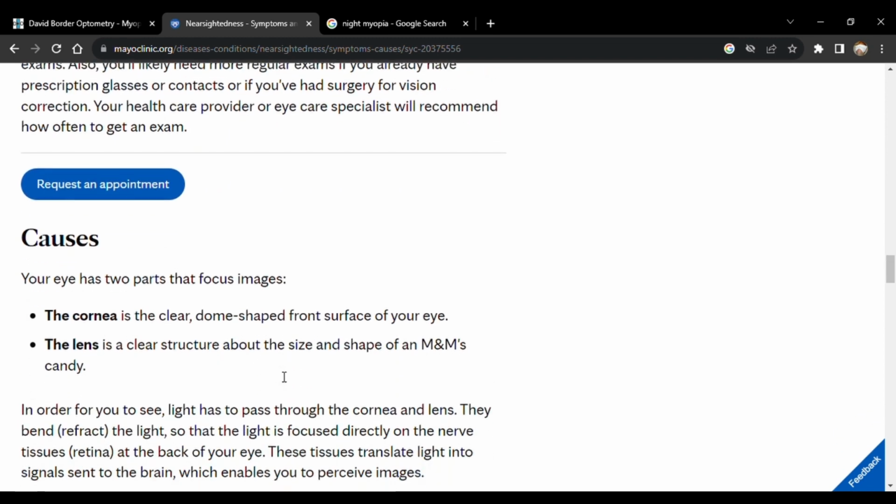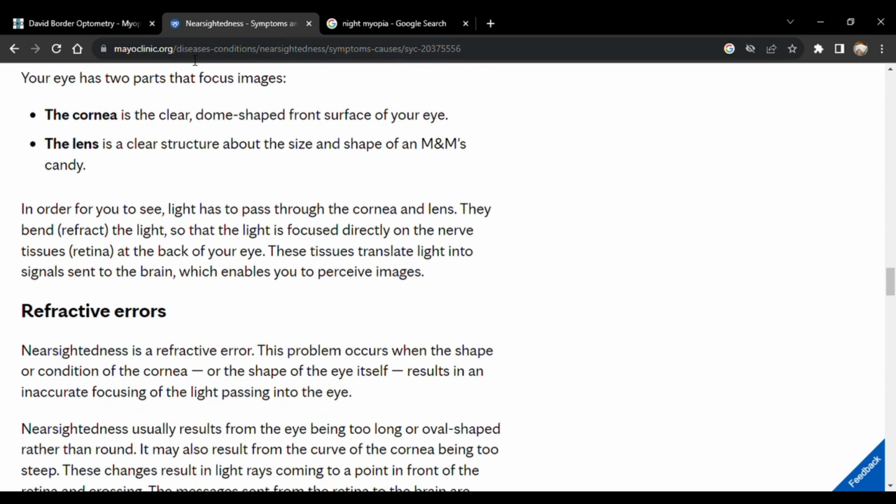So, the cause of myopia. The cornea is the clear dome-shaped surface on the front of your eye. The lens is the clear structure about the size of an M&M. In order for you to see, light has to pass through the cornea and lens. They bend the light so that it is focused directly onto the retina at the back of the eye. This tissue translates light into signals sent to the brain, which enables you to perceive images.